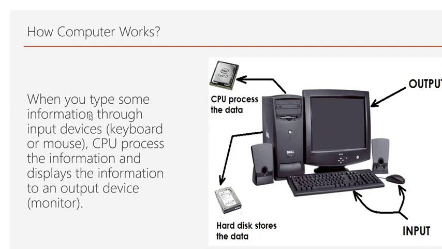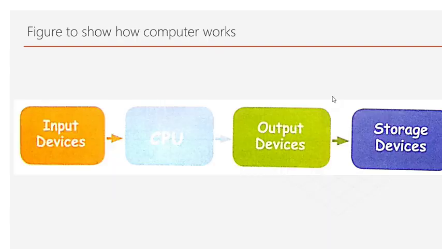So let's read this statement. When you type some information through an input device, keyboard or mouse, the CPU processes the information and displays it on an output device. So here the input devices are keyboard and mouse, and the CPU is the central processing unit, which does some processing or work based on the instructions or information we provide to it. Once the work is done, it displays the data over here on an output device such as a monitor.